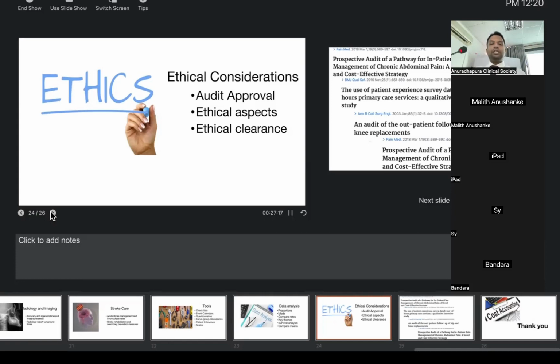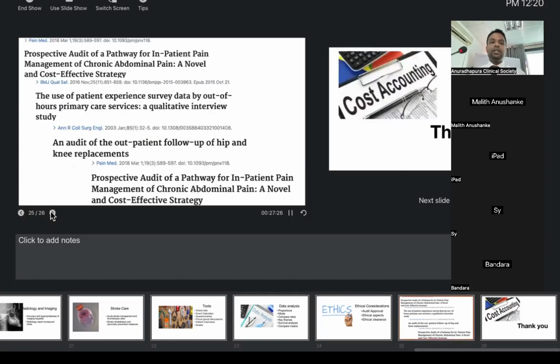So it's important to get the ethical clearance in that aspect, because nowadays, with migration opportunities and everything, it's important. These are a few things. Prospective audit of pathway of inpatient pain management of chronic abdominal pain, a novel cost-effective strategy.